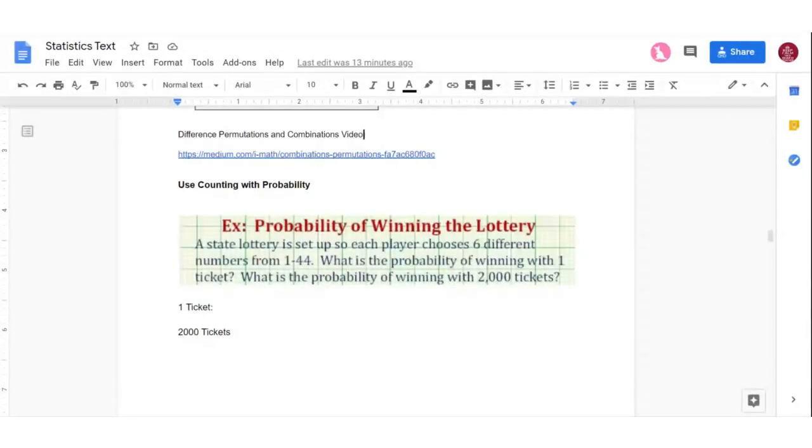All right, so let's go back and look at the question that I've got about probability and winning the lottery. Essentially what we're going to do here is handle how many different ways numbers can be picked for the lottery. Now, they give us, I think, 1 through 44, so that's 44 numbers.